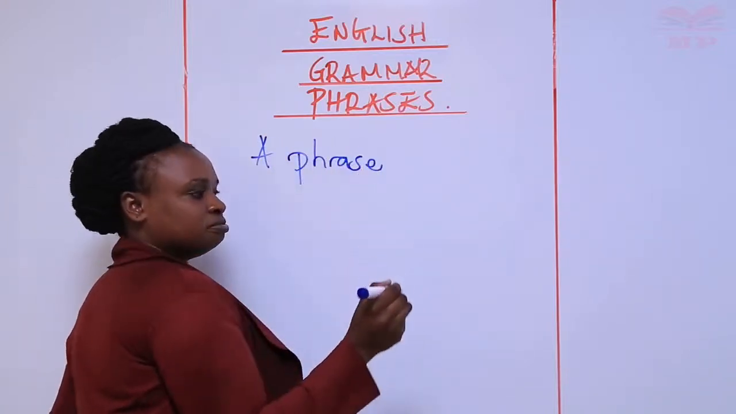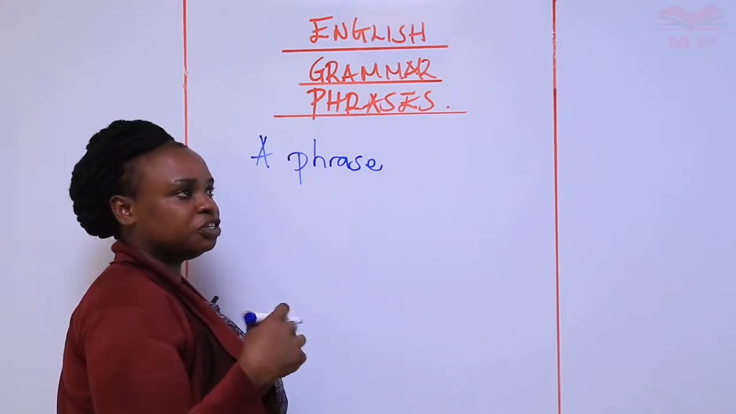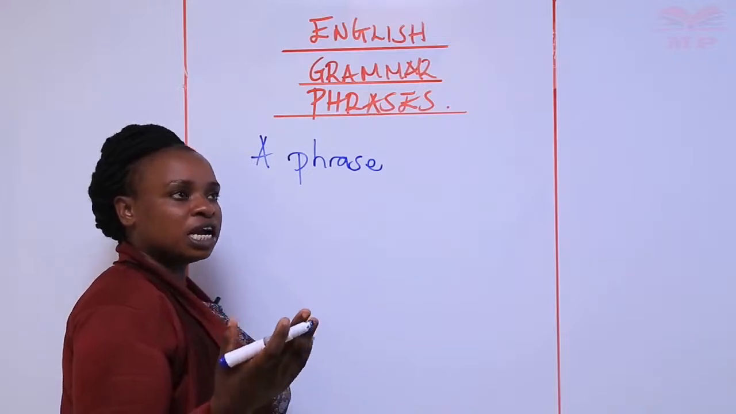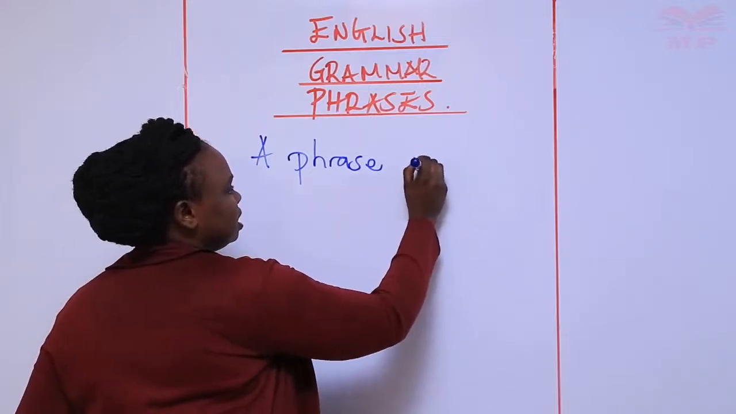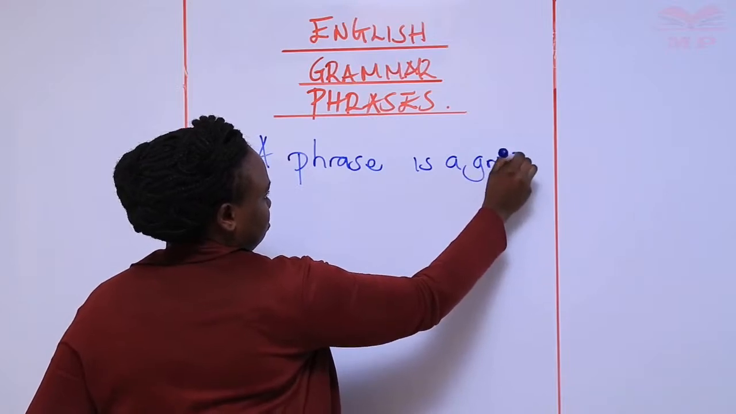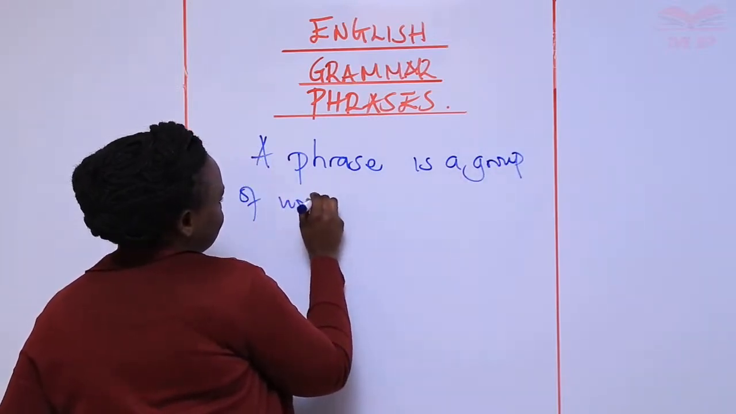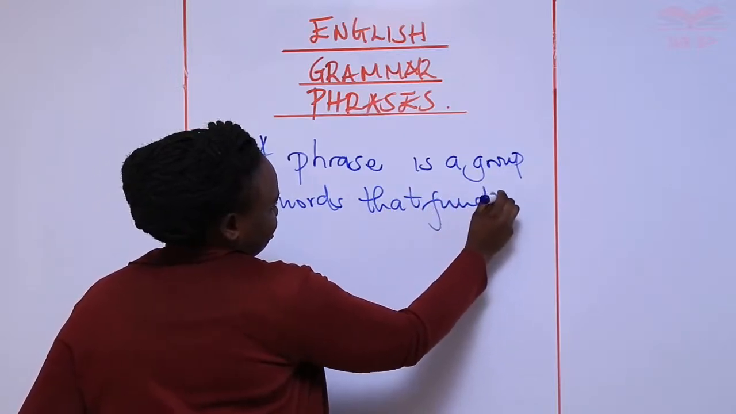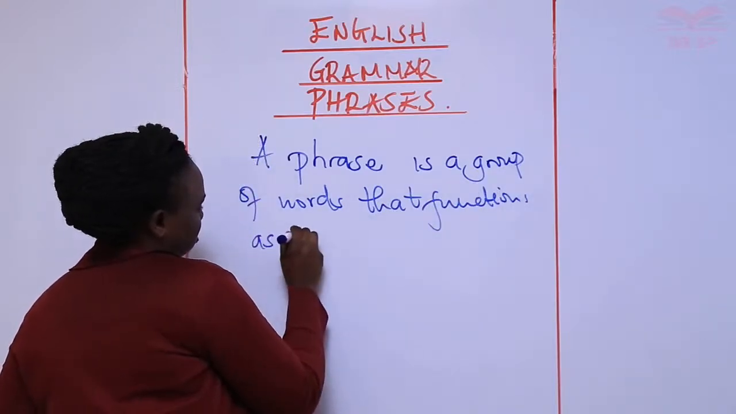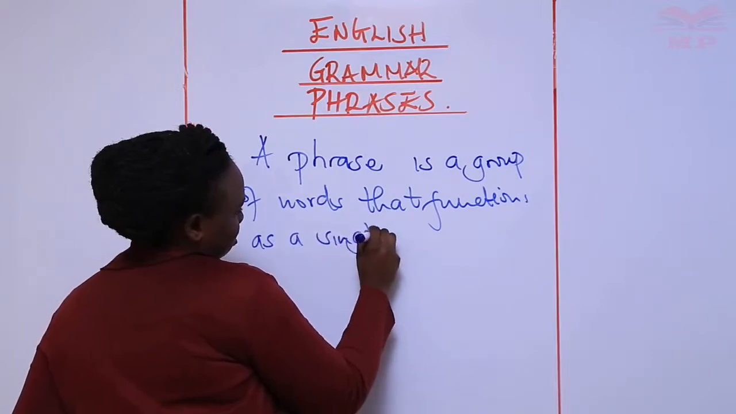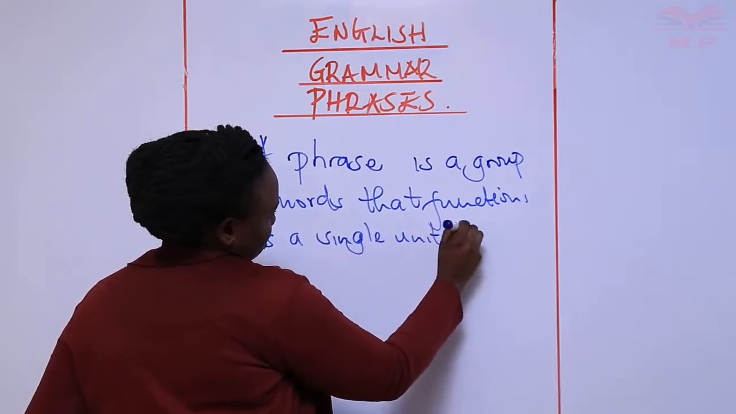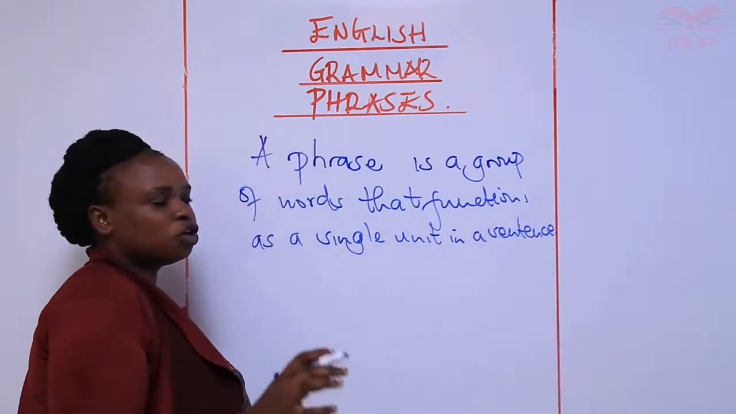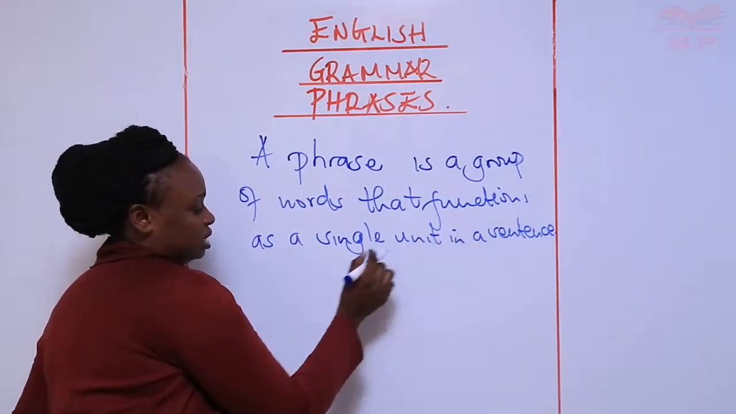From Form 1 to Form 3, you have been introduced to what phrases are, and right from Form 1, you've been told that a phrase is a group of words that functions as a single unit in a sentence. So it's a group of words, but it functions as a single unit in a sentence.